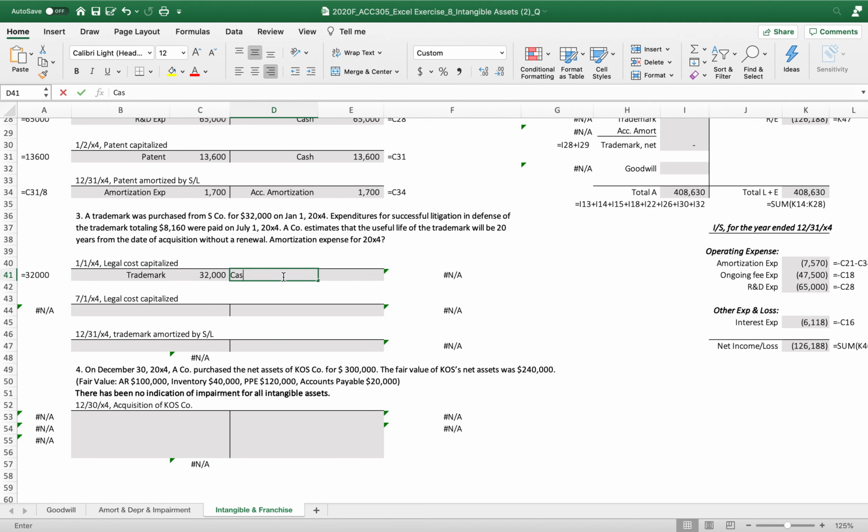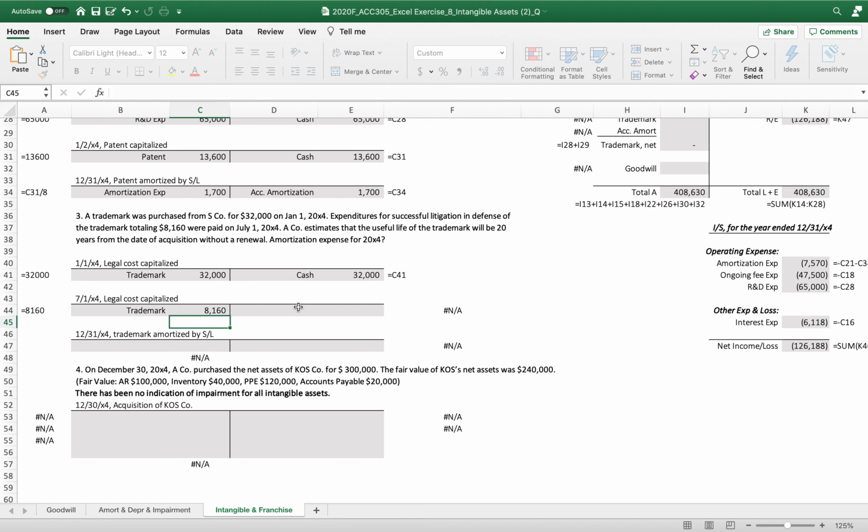And then cash out 32,000. Then legal costs now capitalized. That should be added to the trademark. That is the legal cost, but it should be capitalized because it is successfully defended. So how much is that? 8,160. Then cash out the same way. And then trademark, the amortization. How much is the trademark amortization? How do you calculate it?